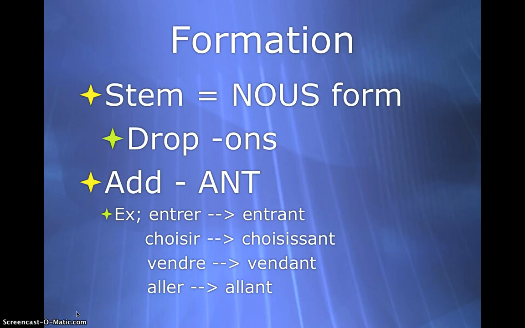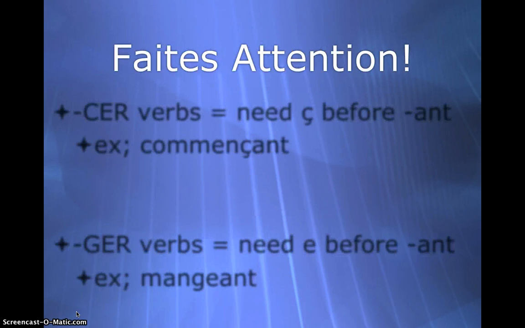So il y a 4 exemples là-bas. Entrer becomes entrant. Choisir becomes choisissant. Remember the extra ISS with the IR verbs. Vendre becomes vendant. Aller becomes allant. So it kind of sounds like that new form a little bit.